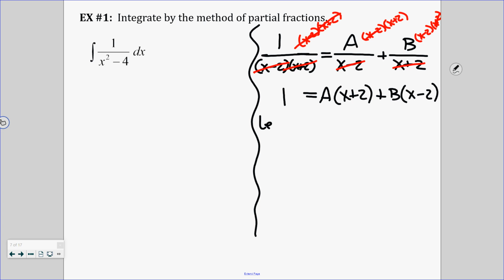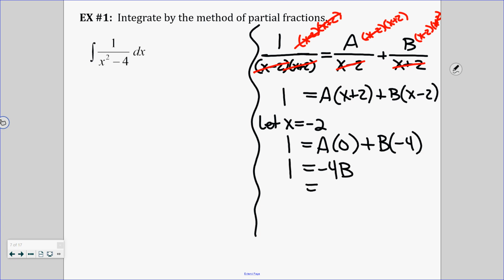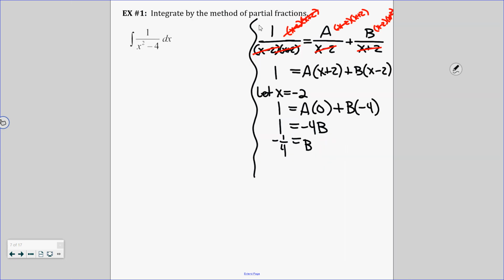On the first time, let x equal negative 2. That means that 1 would equal A times 0, which is why I picked negative 2, plus B times negative 4. So I'll get that 1 equals negative 4B, so B equals negative 1/4. I'm going to do the same thing, a little quicker, the way we'll normally do it. I'm going to let x equal 2, which will make the second factor 0. So I'll get 1 equals 4A, because when I plug 2 in here, of course, I'll get 0. So that means A is 1/4.